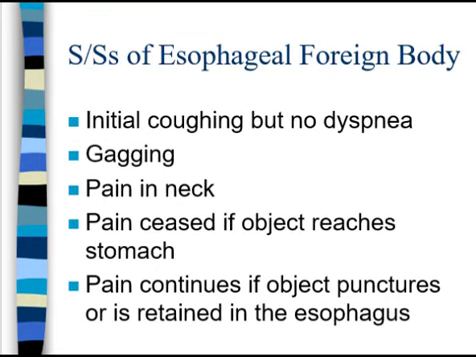So signs and symptoms of an esophageal foreign body. Initially, they're coughing and gagging, but they don't have any shortness of breath. So remember, this is the food pipe. They may complain of a pain in the neck area, and it will stop if the object reaches the stomach. The pain could continue if the object punctures or is retained in the esophagus.